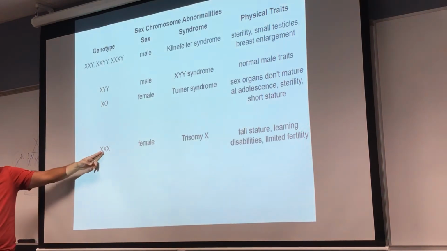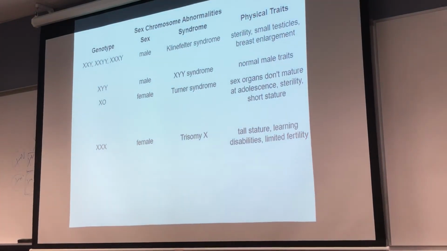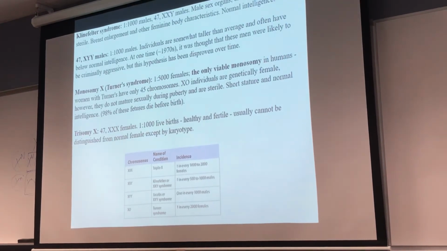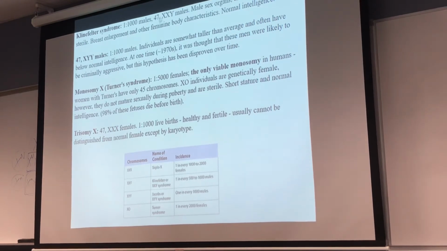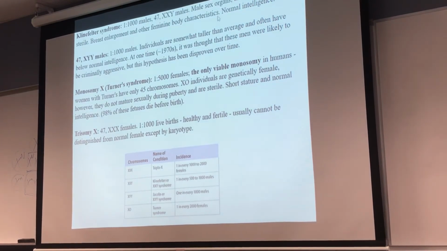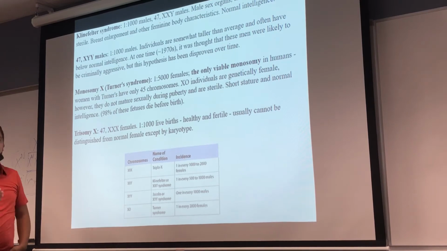Here you have trisomy X, like 3 X chromosomes. For the 47 karyotype having one extra chromosome, they usually have male sex organs, usually small testes, and are sterile. Sterility is one of the common things whenever you have non-disjunction on the sex chromosomes. You might also have breast enlargement or feminine body characteristics.